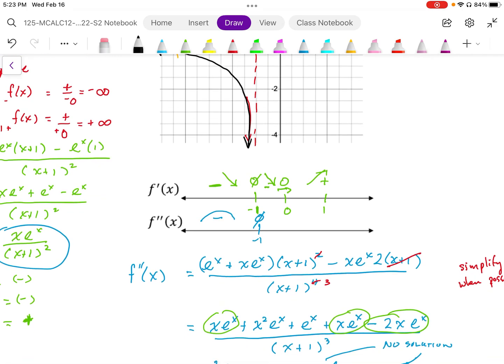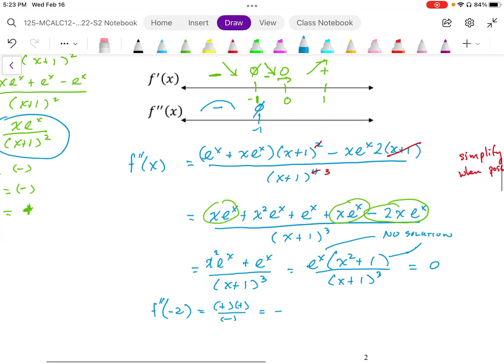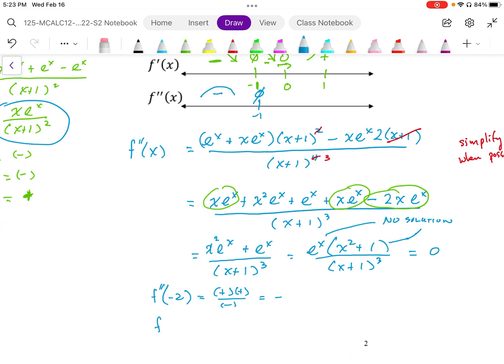Looking at the other side of that, it looks like it's going to be positive concavity, but we should check. So at 1, if I plug in 1 into that expression, I'm going to have positive for e to the x, positive for x squared plus 1, and then positive for the denominator. That's going to be positive concavity. So putting my positive concavity in there, it is.